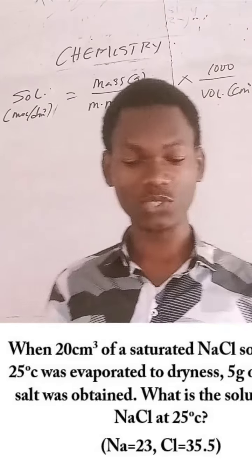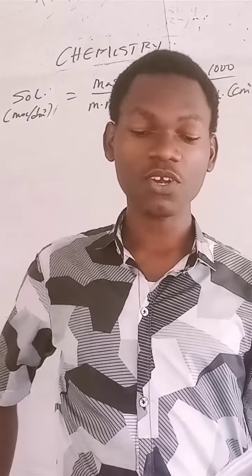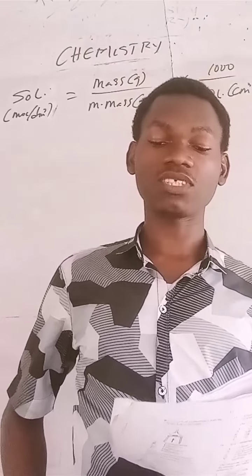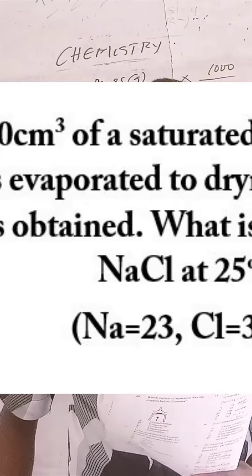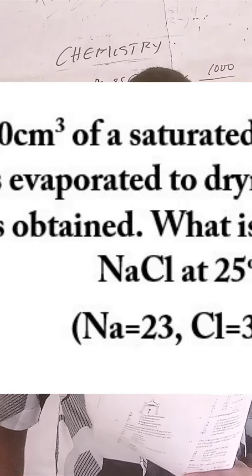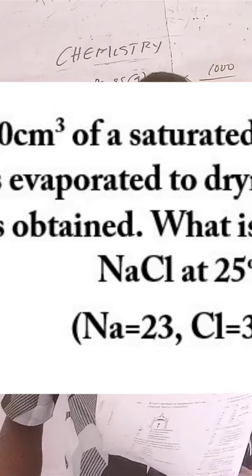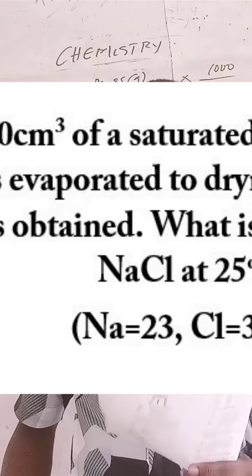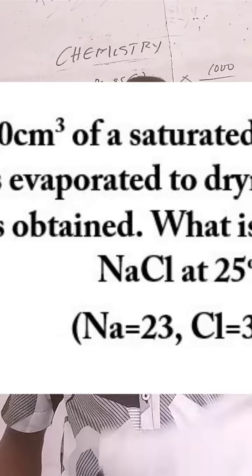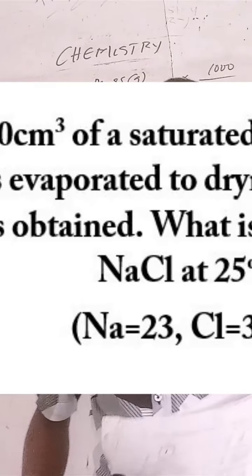Hello. All right, so we have a question here under solubility of salts, and the question is: when a 20 cm cube of saturated sodium chloride solution at 25 degrees Celsius was evaporated to dryness, 5 grams of the dry salt was obtained. What is the solubility of sodium chloride at that particular temperature? And we are given the mass numbers of sodium and chlorine.